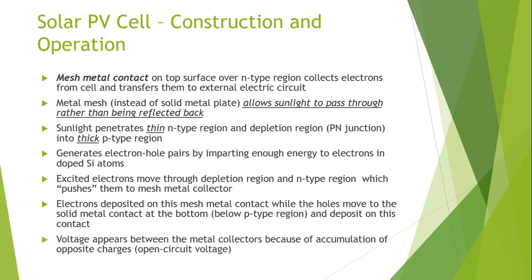The voltage appears between the metal collectors because of the opposite charges that are being accumulated on them. This is the maximum voltage in case of open circuit, and it is minimum in case of short circuit. Current flows through the external circuit when the cell is loaded.